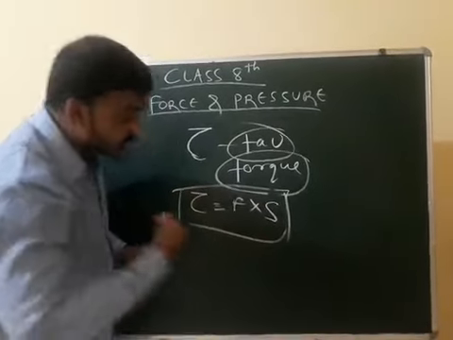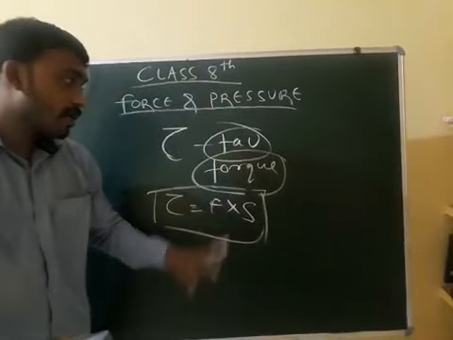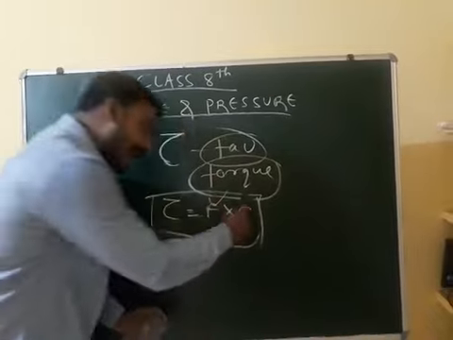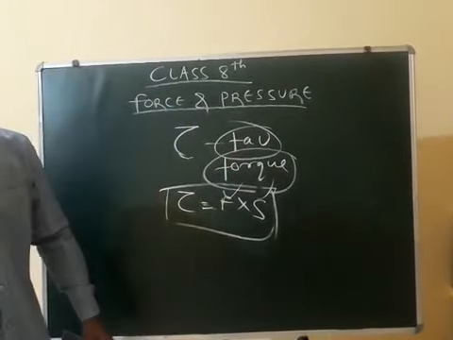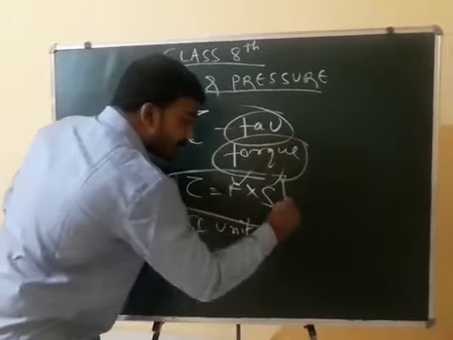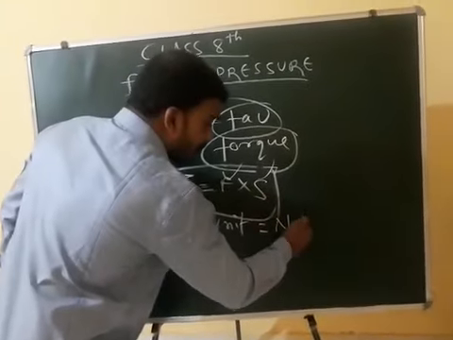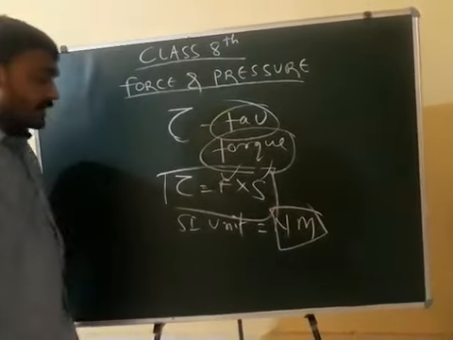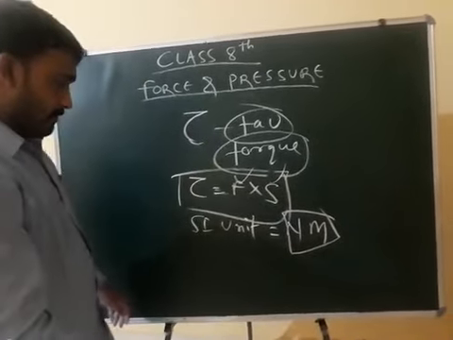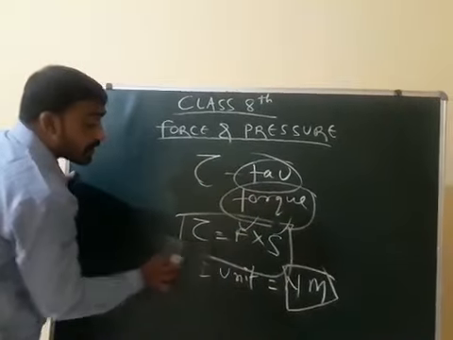Now what is the unit? So the two factors on which the tau, or the torque, or the moment of force depends are the magnitude of force and the displacement of the body. Now the SI unit: force 1 Newton and displacement 1 meter. The SI unit is Newton meter. SI unit of tau, meaning moment of force, is Newton meter.